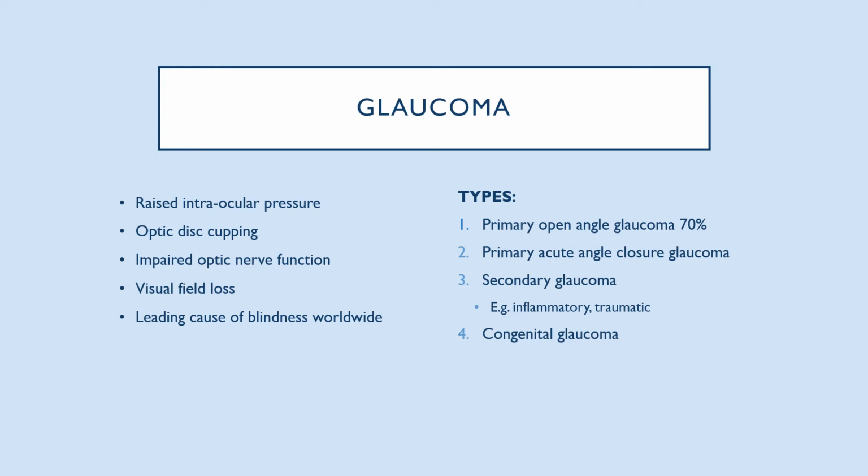There are a few different types. The ones we're going to focus on today are primary open-angle glaucoma, which accounts for 70% of all cases, and then primary acute angle closure glaucoma. There's also secondary, resulting from inflammatory or traumatic processes, and congenital.